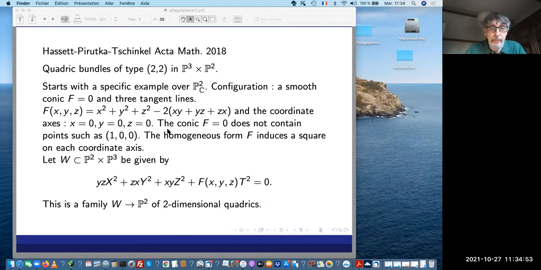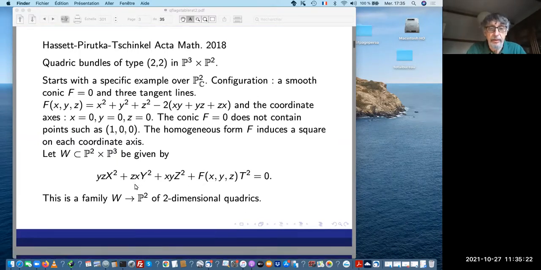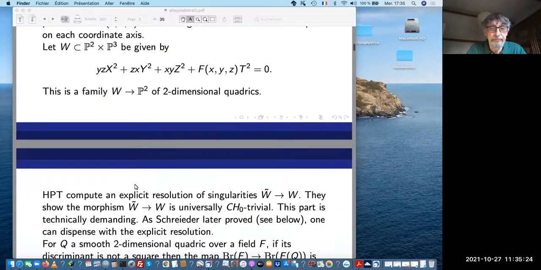Here, the conic doesn't contain points such as (1, 0, 0). And of course, this homogeneous form induces a square on each coordinate axis. And you take W to be given by this equation: a diagonal quadratic form, with coefficients yz, zx, xy, f(x,y,z). So the discriminant actually is just given by f(x,y,z), because you get squares. So that's a family of two-dimensional quadrics.